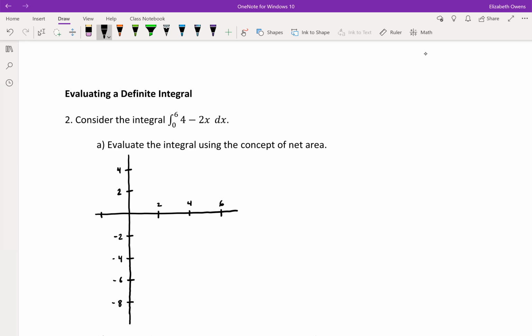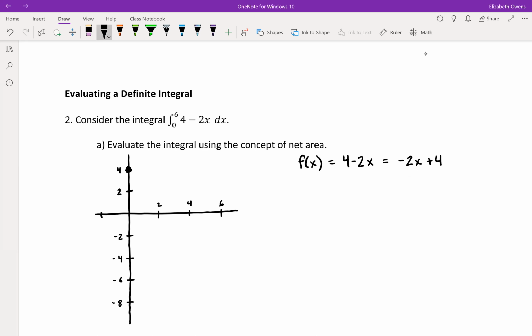So I've set up some graphing axes here so we can graph our function. Okay. And our function is f of x equals 4 minus 2x. Or if you prefer to look at that as negative 2x plus 4, sometimes people like that because then you can see that it is a line and you can see the slope and the intercept really clearly. The intercept is going to be at 4, y-intercept up here. And then our slope is going to be negative 2.